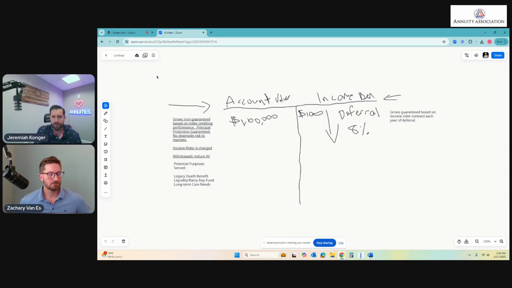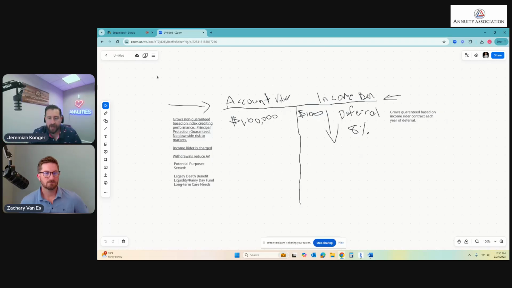So your principal's protected. That initial premium investment can be allocated to a number of different index crediting strategies that are offered within the contract. And just know that your money is protected. It's not directly invested in the market. It actually just sits off on the sideline, but there are indexes that are used to gauge the performance and how that interest may be earned over time.